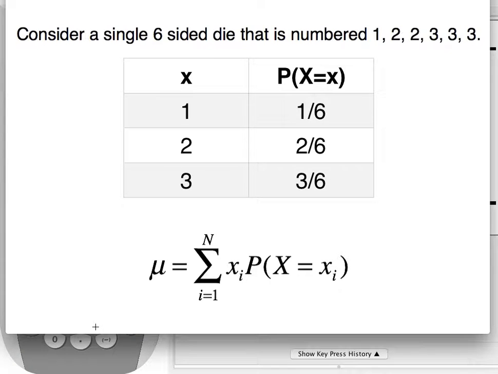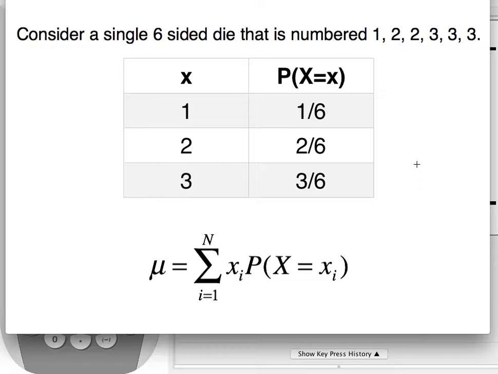So here's our scenario. We have a single die, and we're going to put a 1 on it, two 2s, and three 3s. So obviously the probability of getting a 1 is not the same as a 2, is not the same as a 3. So this would be the probability distribution table. So we need to calculate the mean.